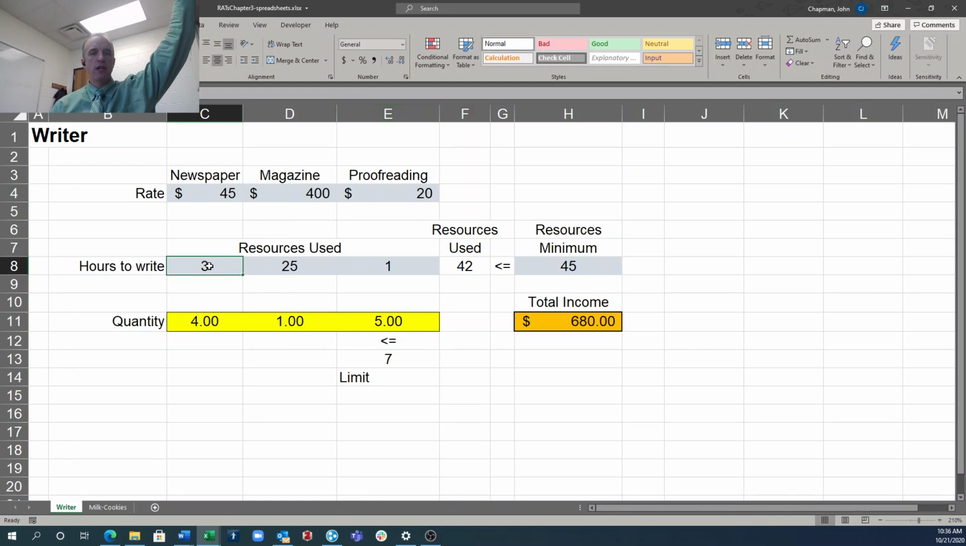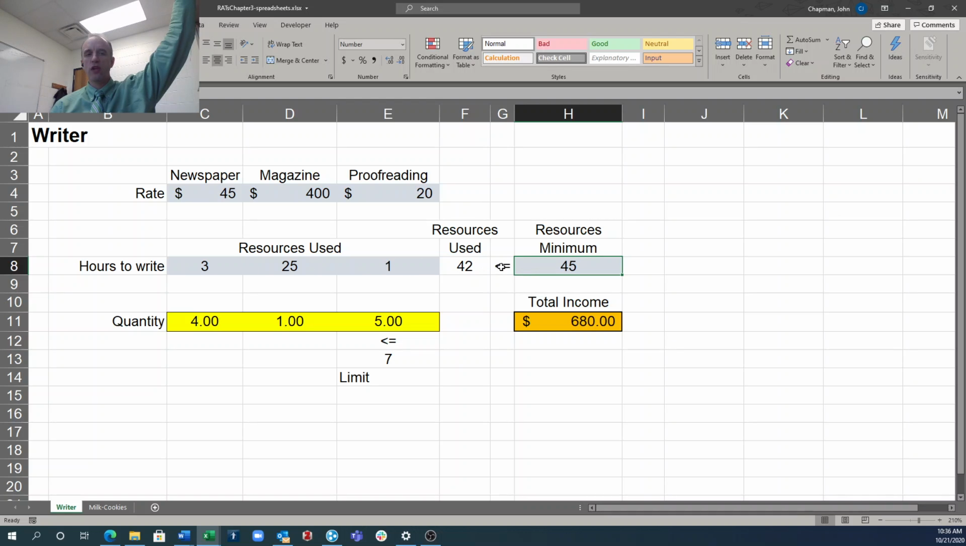In terms of her time, it takes her 3 hours to write a newspaper article. It takes her 25 hours to write a magazine article. And the proofreading is on an hourly basis, so it's 1 hour for $20 to proofread. She wants to spend less than 45 hours a week in everything that she does.